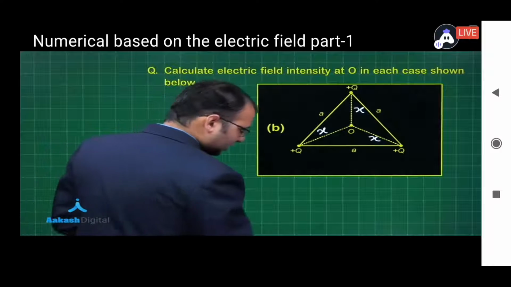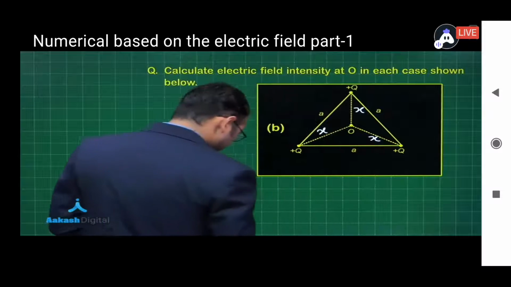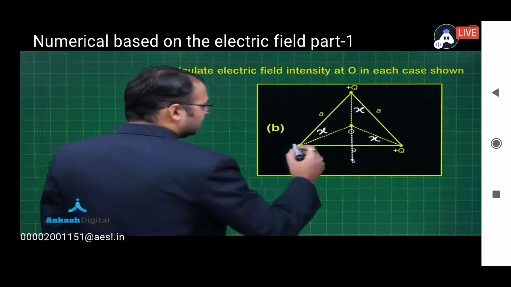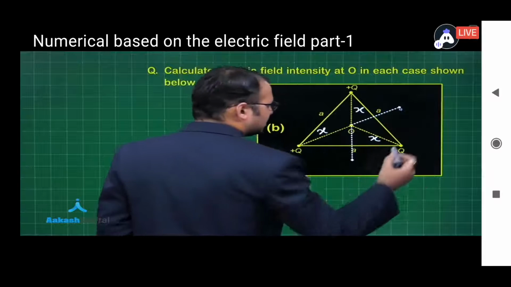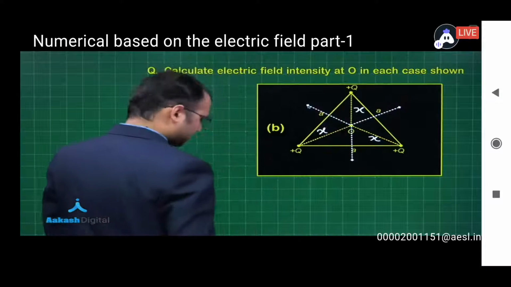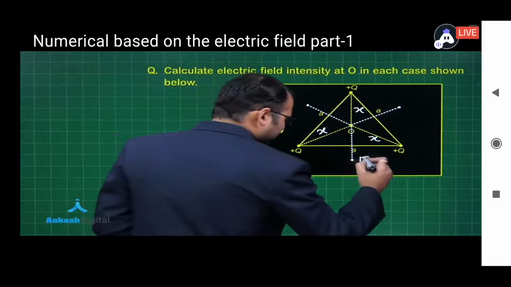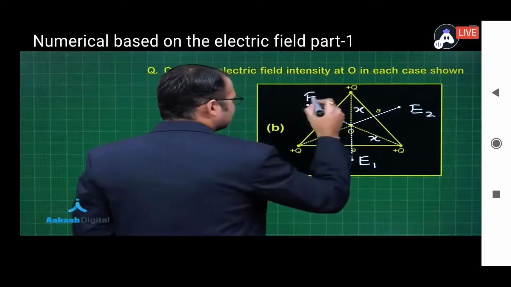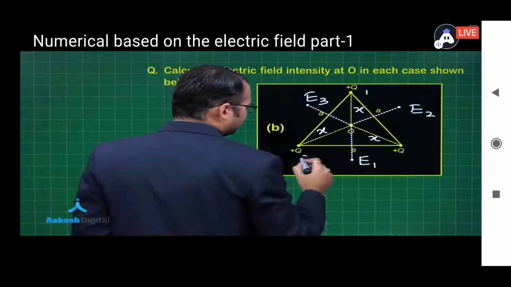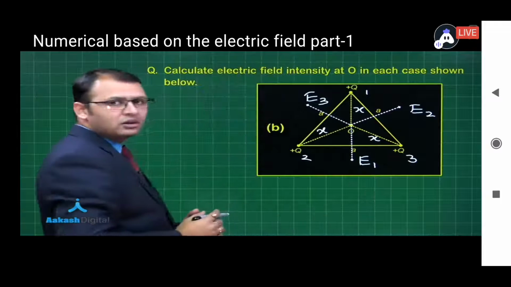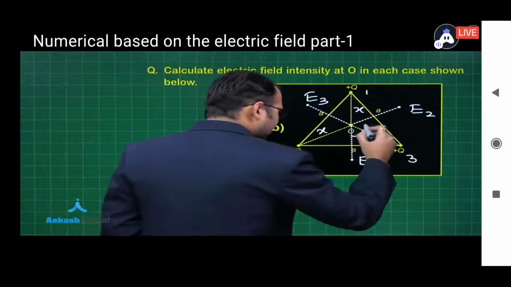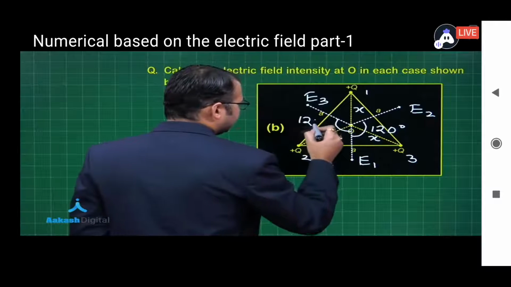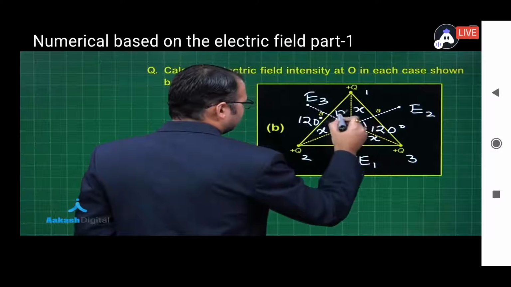Now if you think about the electric field that these charges will apply, this charge will apply an electric field in this direction, this charge will apply an electric field in this direction, and this one is going to apply an electric field in this direction. Let's take this as E1, this as E2 and this as E3, because this was the first charge, this is the second charge, and this is the third charge. You can understand easily that this angle you are seeing is 120 degrees, this also is 120 degrees, and this also is 120 degrees.